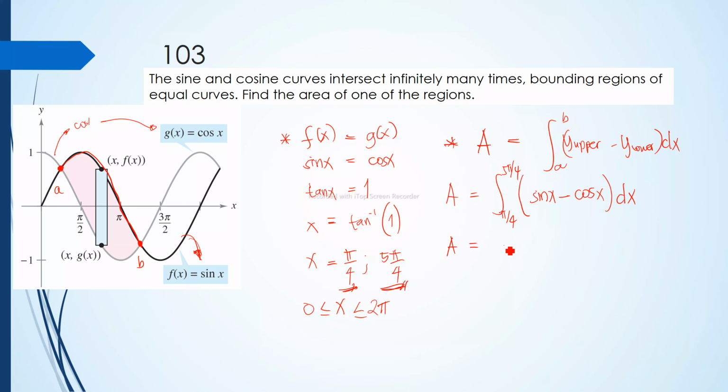So the area is just equal to negative cosine x minus sine x, to be evaluated from pi over 4 to 5 pi over 4. This one will lead us to square root of 2 for the upper limit minus the lower limit, which is negative square root of 2. So the area for the curve is just equal to 2 square root of 2 square units.